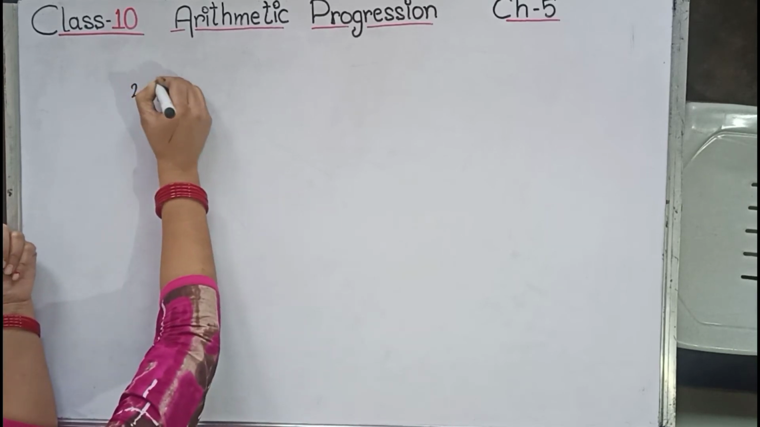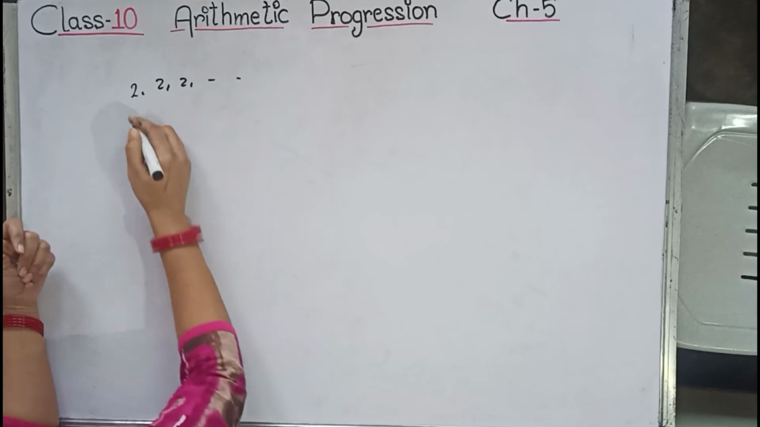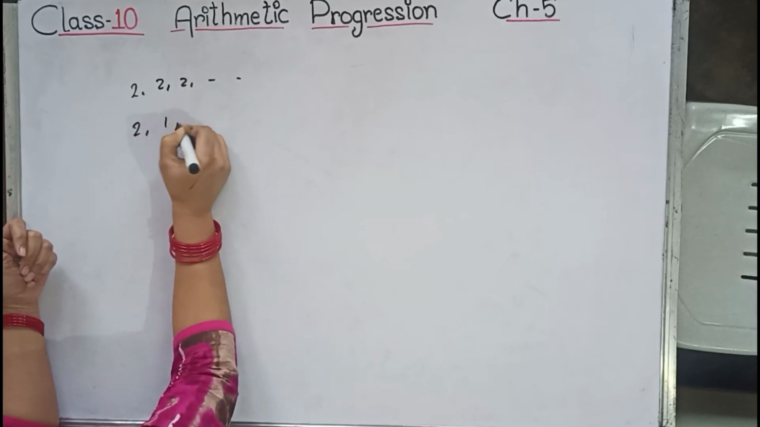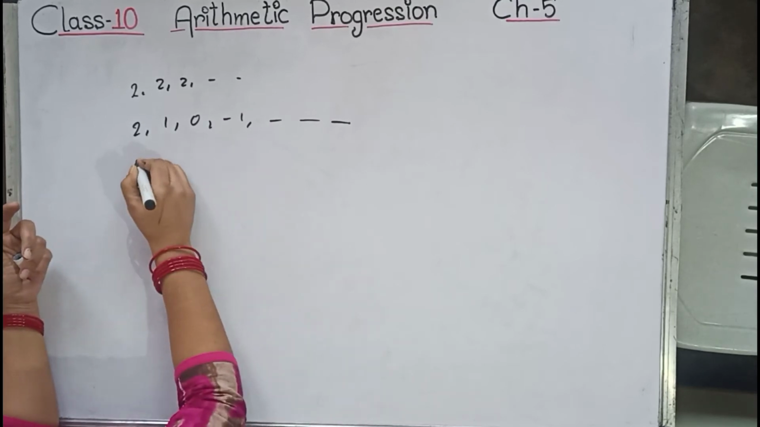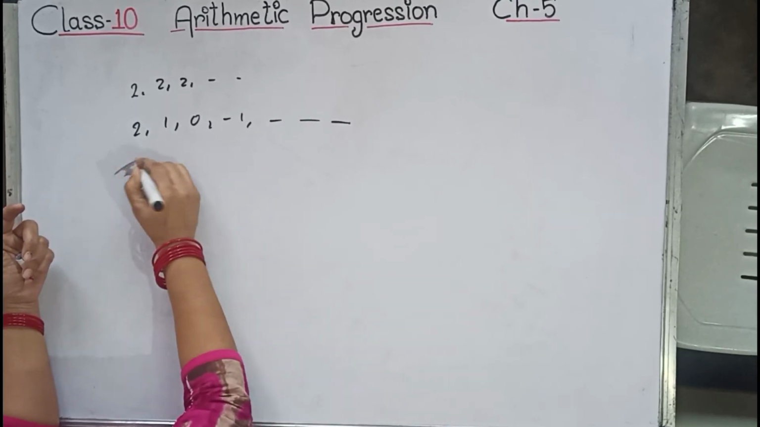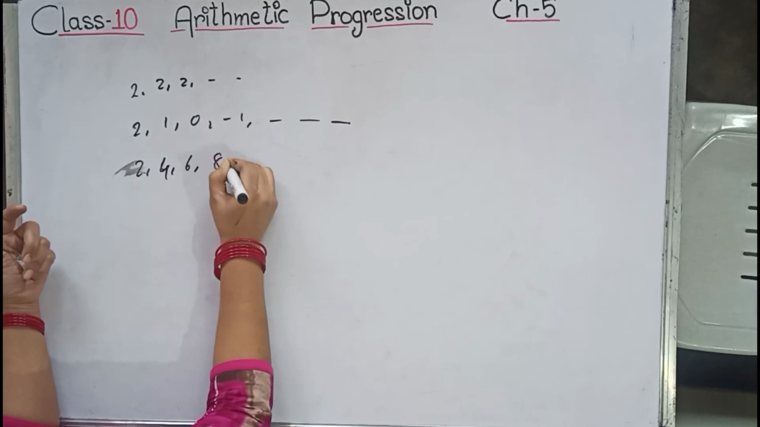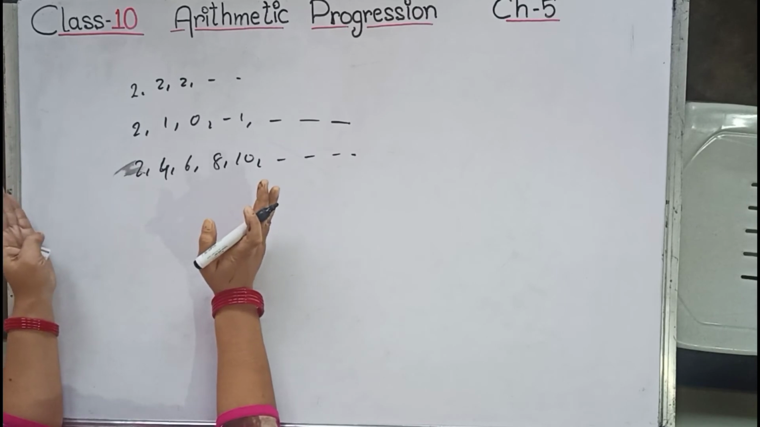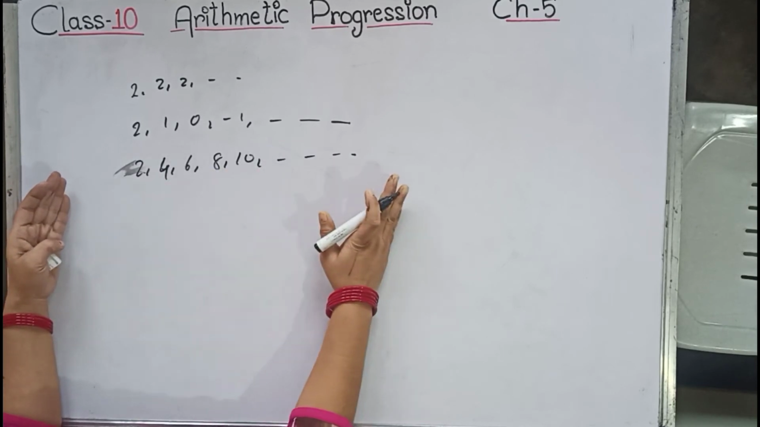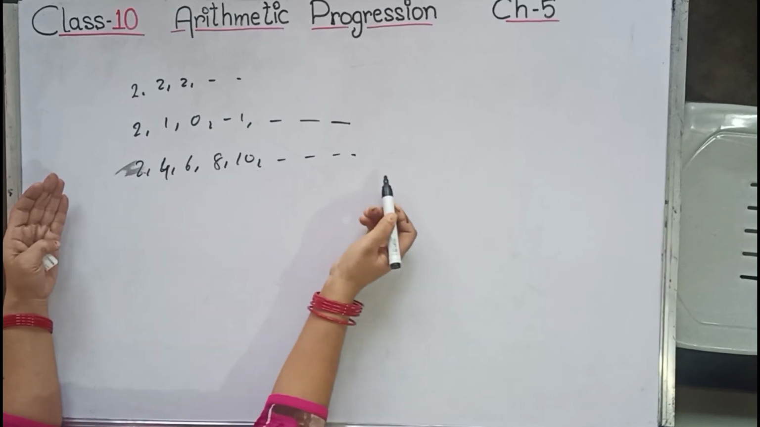0 if all the terms are same, negative if the terms are decreasing in order like 2, 1, 0, -1 and so on, and positive if it is increasing in order. So we can write over here 2, 4, 6, 8, 10 and so on. In this arithmetic progression, suppose I consider 2, 4, 6, 8 and so on.